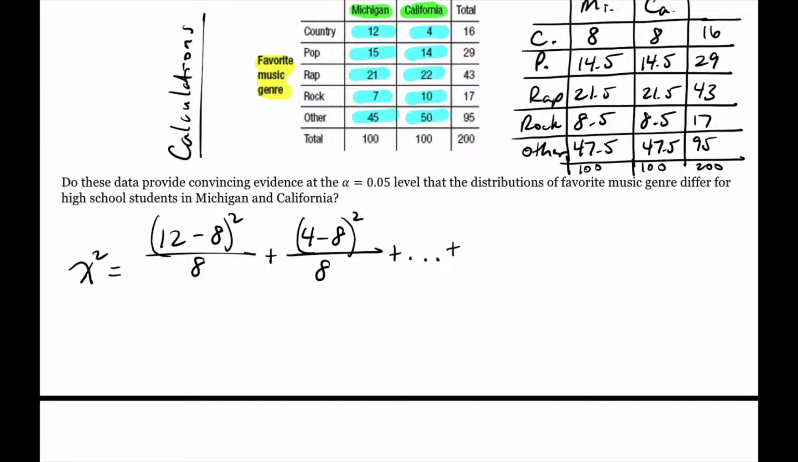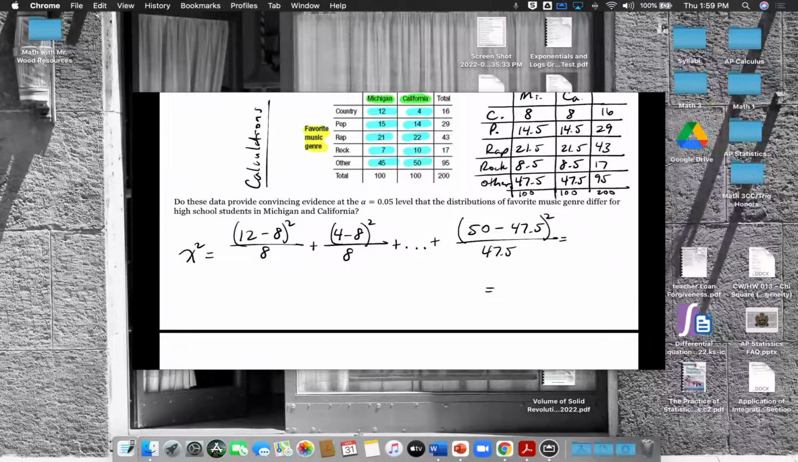And then we're going to continue along that process till we get to the last one. So if I continue in that process, my last one will be California other. So that's going to be 50 minus 47.5 squared over... no, not 50, 47.5. Shortcut. We're going to use a calculator to do the rest. You don't need a calculator, but it is faster to do it this way.